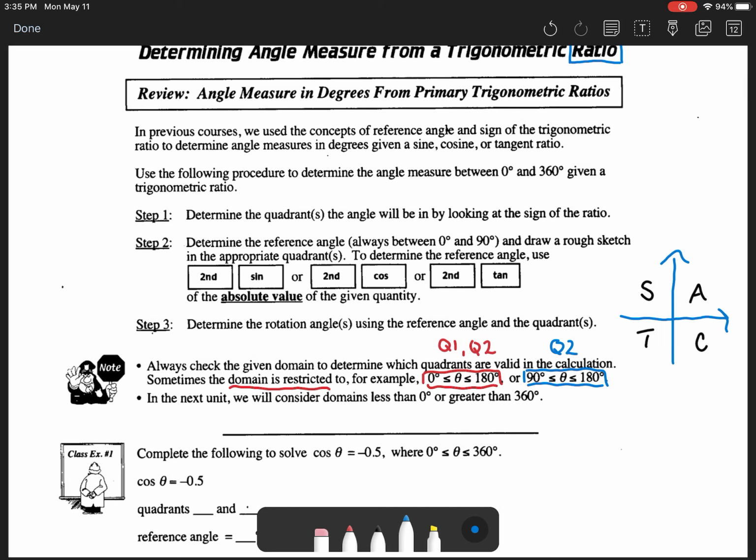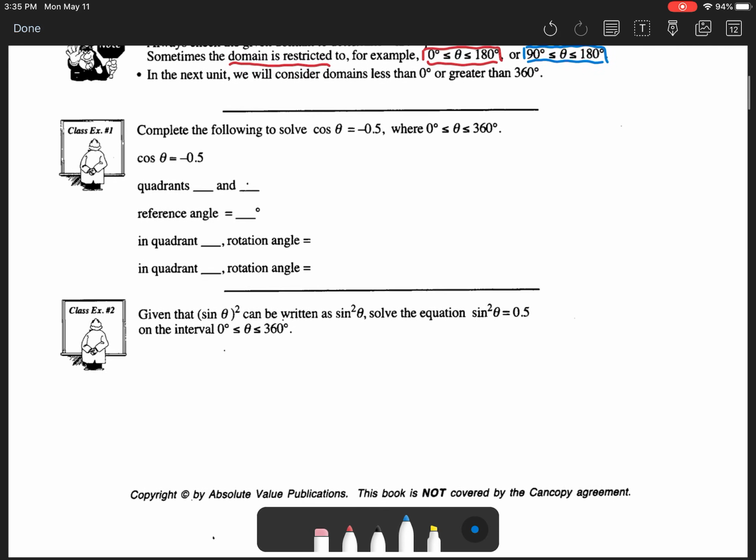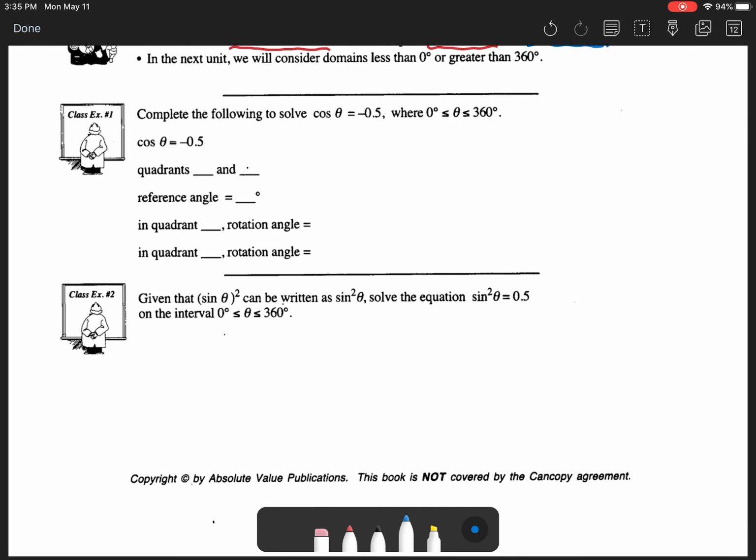So you always really want to pay attention to what those domains are, highlight them, put stars beside them, whatever you do to make sure you know that your solutions could be very restricted based on the domain that they give you in the question. And again, you'll see that today. I will make sure that you notice that, and we make a point of that when we're solving the questions or the simple equations we are given.